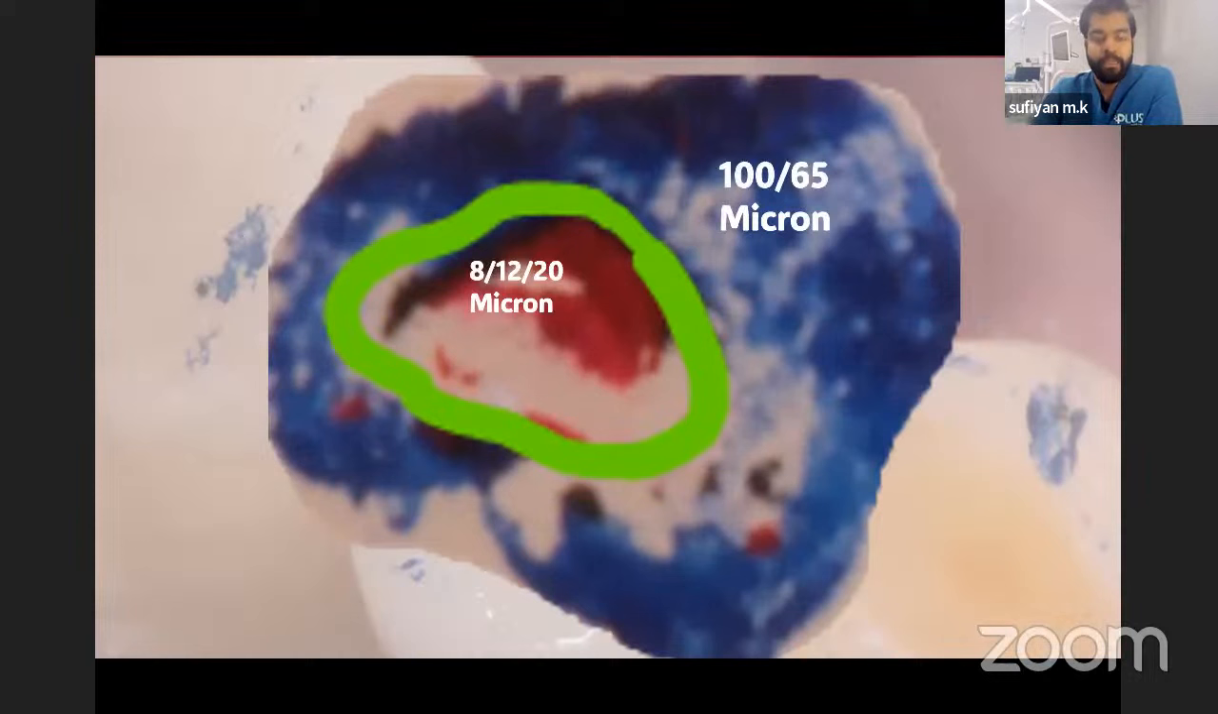As I said, blue articulating paper, I'm repeating again and again so that you will get used to this. Blue area with the thicker articulating paper, red one with the thinner articulating paper. And in this one, which is the high point here, which is the occlusal interference, the blue one or the red one?